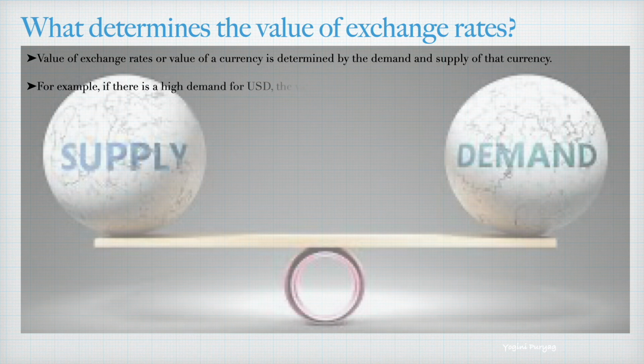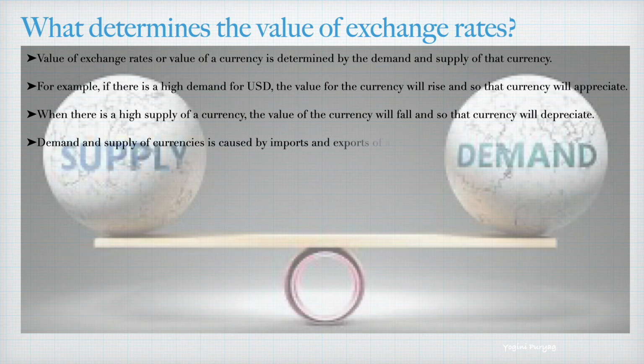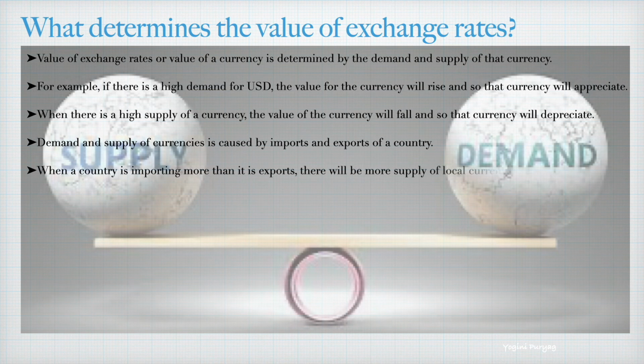For example, if there is a high demand for USD, the value of the currency will rise and so that currency will appreciate. When there is a high supply of a currency, the value of the currency will fall and so that currency will depreciate. Demand and supply of currencies is caused by imports and exports of a country.